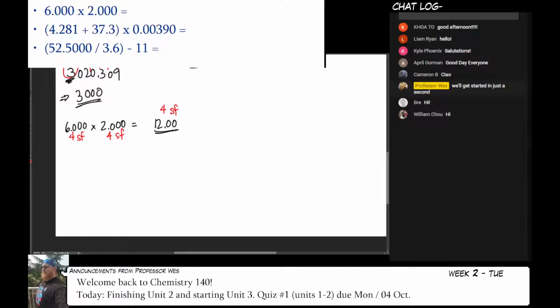Now, a question that might come up is, well, wait a second, 6 times 2 is 12, and if I was multiplying 6 times 2, isn't that the same as adding 6 twice? So wouldn't I get something that looks like this? How does this work? Aren't those equivalent expressions?